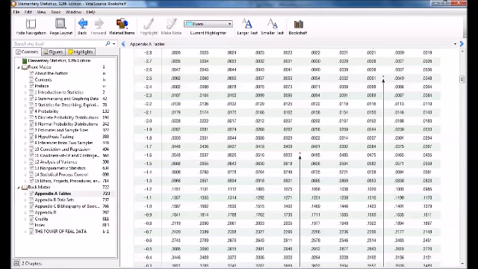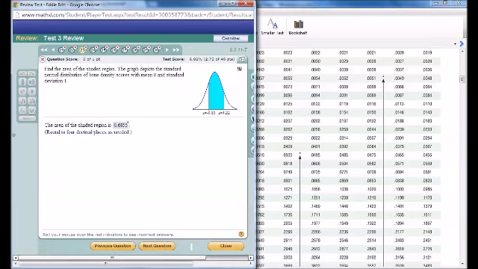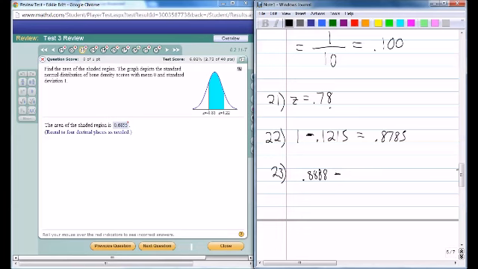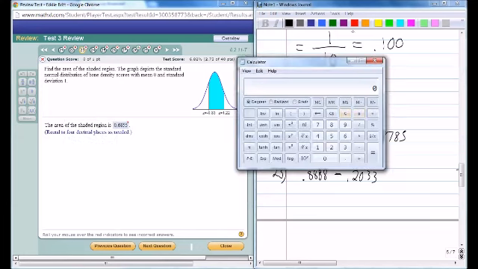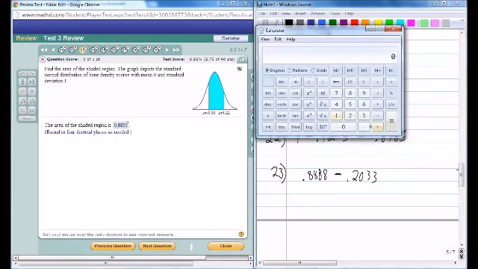Alright. So negative 0.83, negative 0.83, 0.2033. So minus 0.2033. Let's do that in my calculator. Let's get a little more exact this time. Minus 0.2033. So that's the area between the two curves, 0.6855.